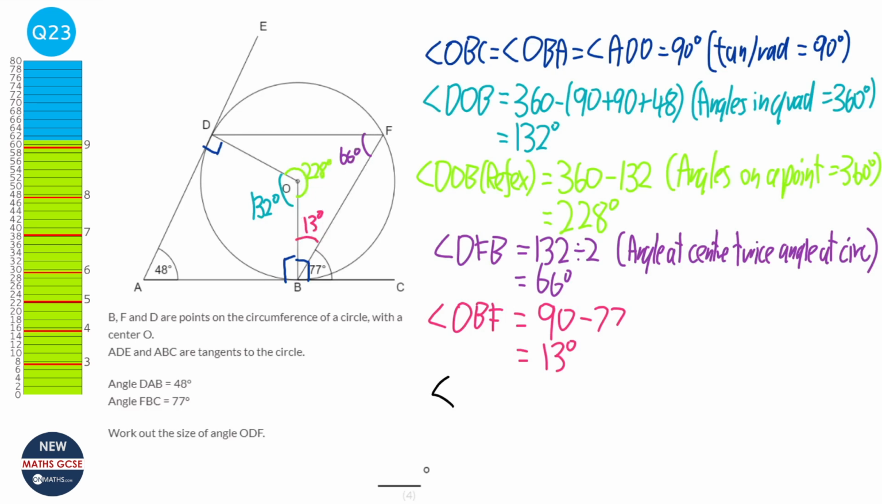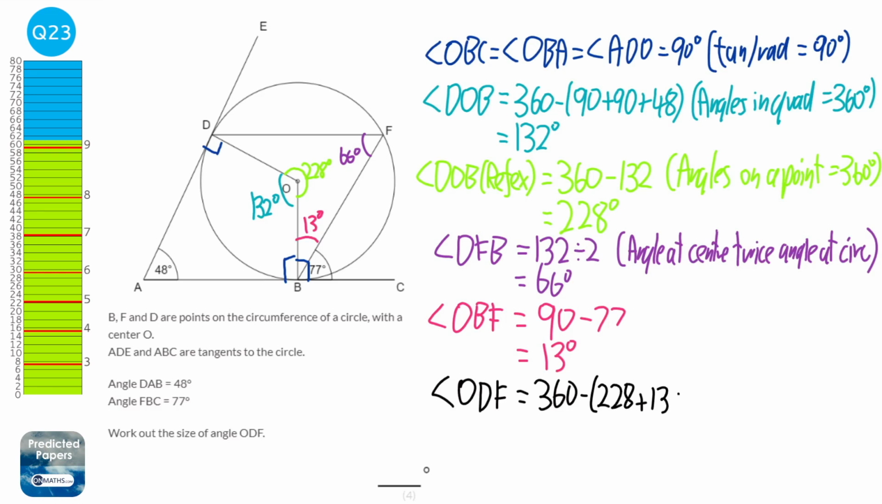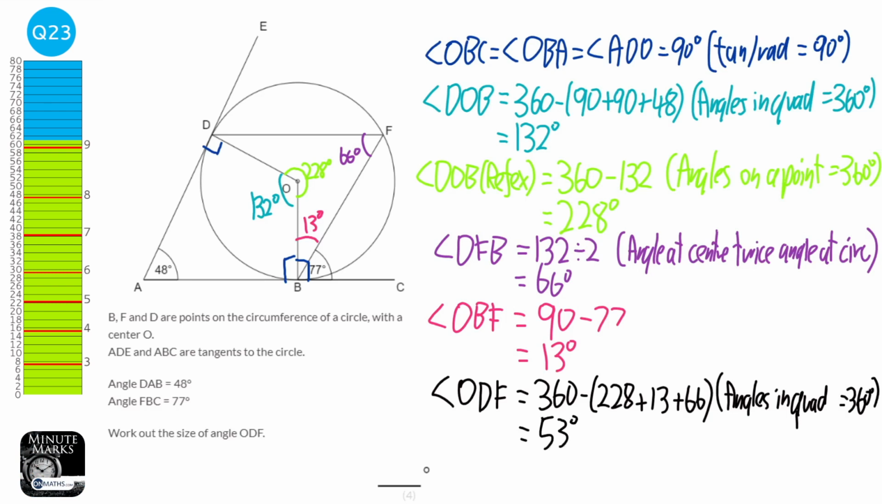So angle ODF is going to be 360, take away all the angles that we know, so the 228, the 13, and the 66. And the reason being the same as before, so angles in a quadrilateral add up to 360 degrees. And when you do that, you get the answer of 53 degrees. So this angle here is going to be 53 degrees.